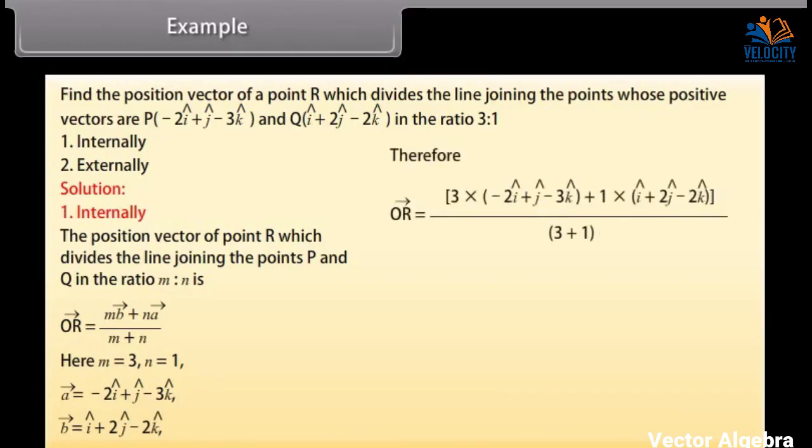Therefore, vector OR equals (3 into (minus 2i plus j minus 3k) plus 1 into (i plus 2j minus 2k)) by (3 plus 1) equals (minus 5i plus 5j minus 11k) by 4, which is equal to minus 5i by 4 plus 5j by 4 minus 11k by 4.